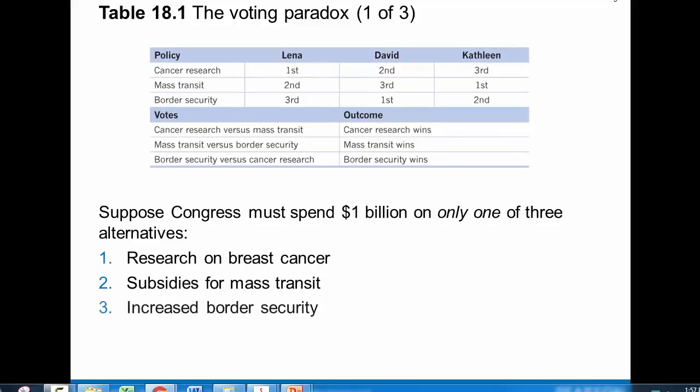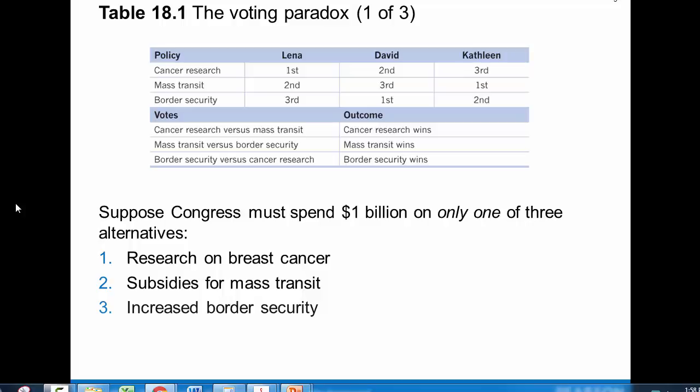So, an example. This is the voting paradox. Suppose that Congress must spend $1 billion on only one of three alternatives. This is to give an example of how the voter majority doesn't always result in selecting what the majority would want. You only have three voters and three choices, and you must spend all of it on one thing. The policies are cancer research, mass transit, and border security. The three voters are Lena, David, and Kathleen. Lena ranks cancer research first, mass transit second, and border security third. David ranks border security first, cancer research second, and mass transit third. And Kathleen ranks mass transit first, border security second, and cancer research last.